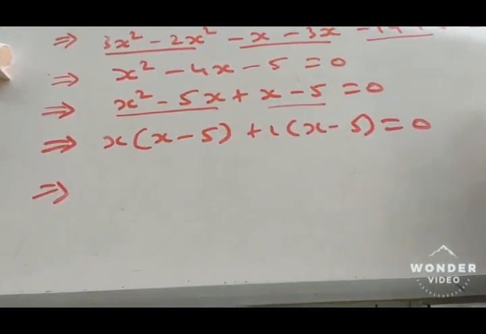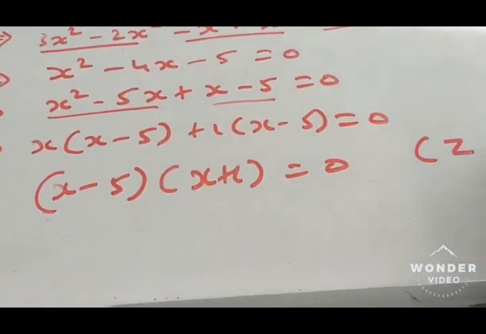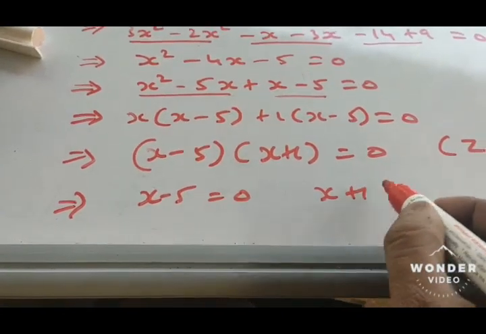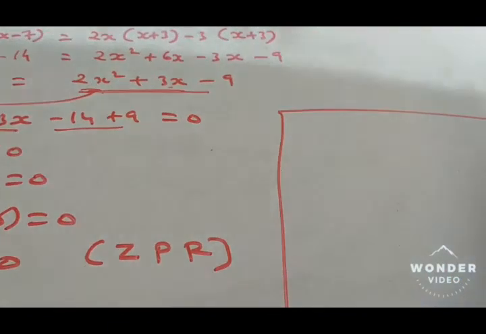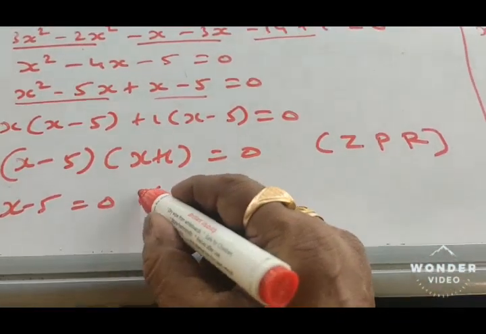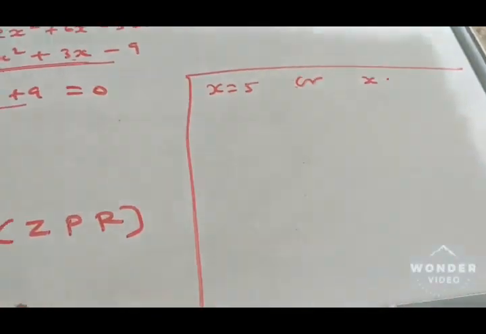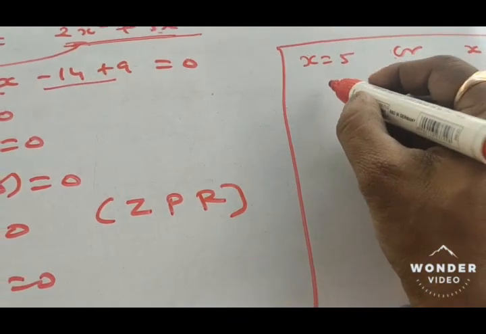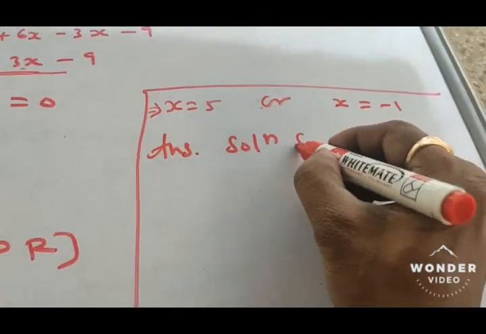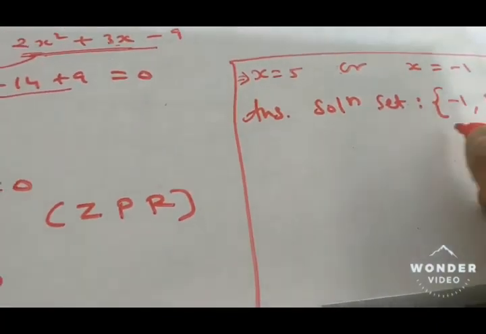So here x plus 1 and x minus 5 is equal to 0. Here we write the zero product rule. When you write the zero product rule, you will be getting x minus 5 is equal to 0 and x plus 1 is equal to 0. So what do you get here? You are getting x equal to 5 or x equal to minus 1, since plus 1 goes to the other side and becomes minus. So here the answer, solution set, in curly brackets: minus 1 comma 5. So this is our answer.